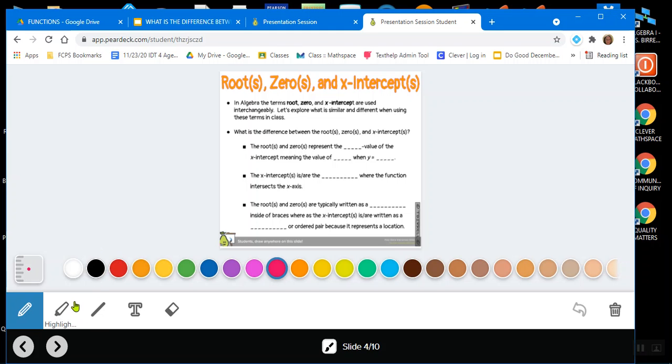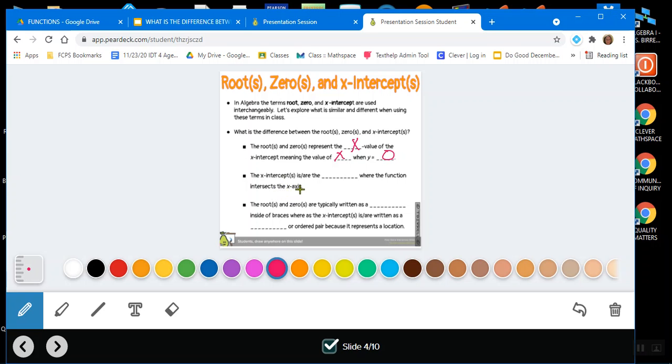So in algebra, the terms root, zero, and x-intercept are used interchangeably. Let's explore what is similar and what is different using these terms in class. So what's the difference between the roots, zeros, and x-intercepts? The roots and the zeros represent the x value of the x-intercept, meaning the value of x when y is 0.